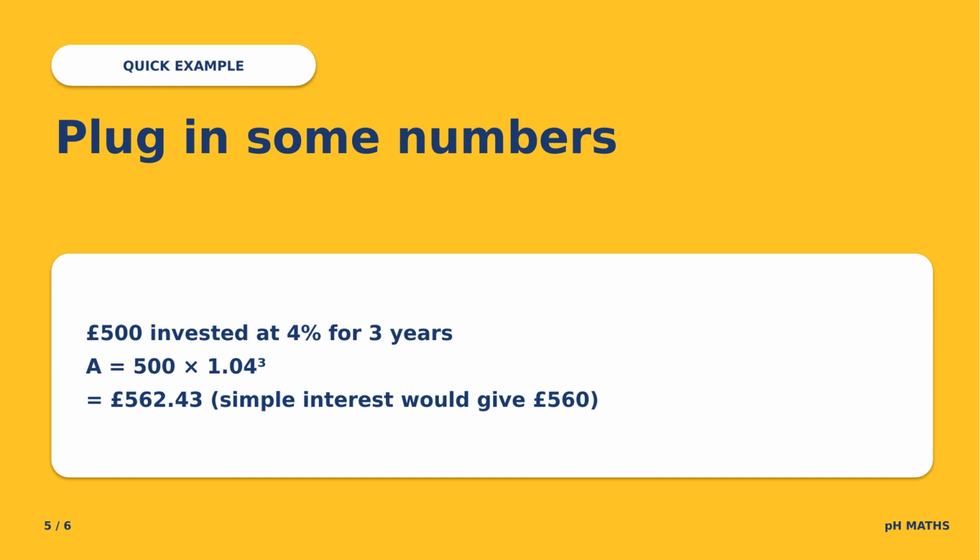As a quick example, £500 invested at 4% for 3 years. The multiplier is 1.04. Raise it to the cube. 1.04 cubed equals about 1.1248. Multiply by 500 and you get £562.43, whereas simple interest would give £560, £2.43 more, coming from compounding.